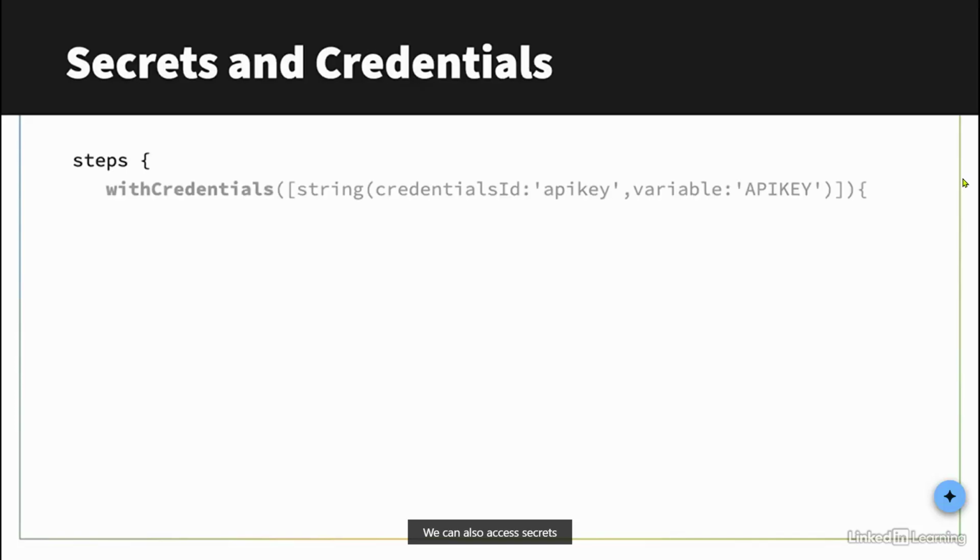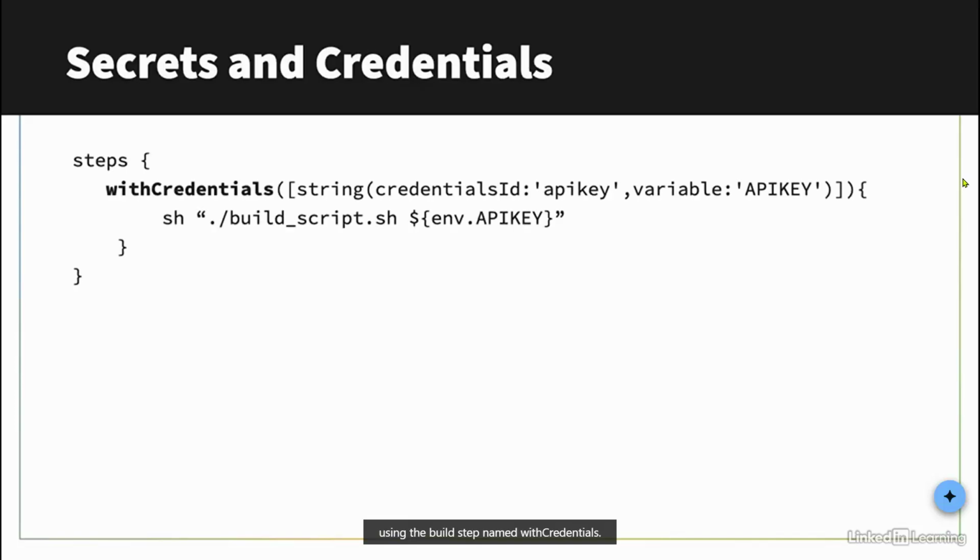We can also access secrets using the build step named with credentials. This step retrieves a secret value and assigns it to a variable. Any steps that are placed inside the with credentials step will have access to the secret. You should note that the with credentials step can only be used with credentials that are stored as secret strings. Let's create a few secrets in the Jenkins interface and see how we can use them in a pipeline.